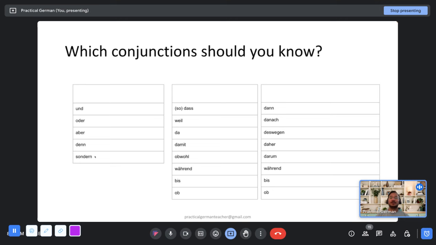There is also something called besonders. Besonders also means specially. But sondern means something else. Anyone? Come on. Rather, instead. Rather or instead.